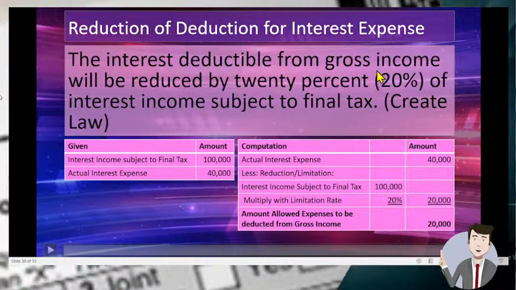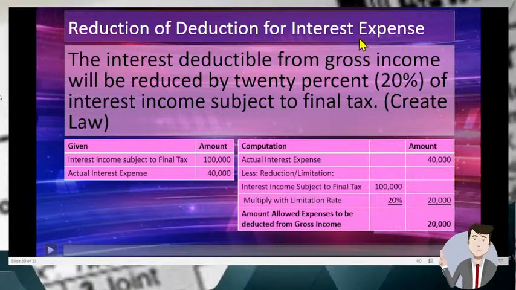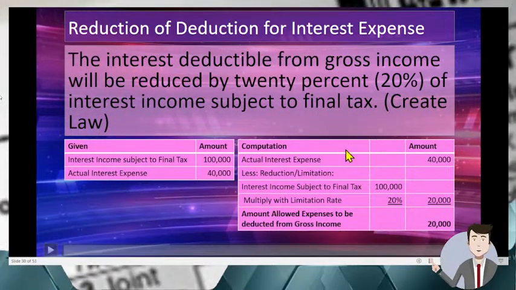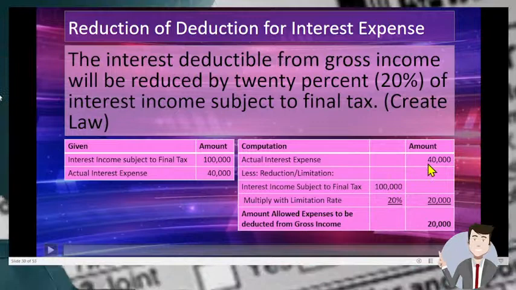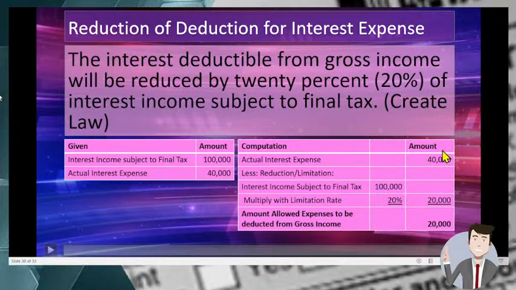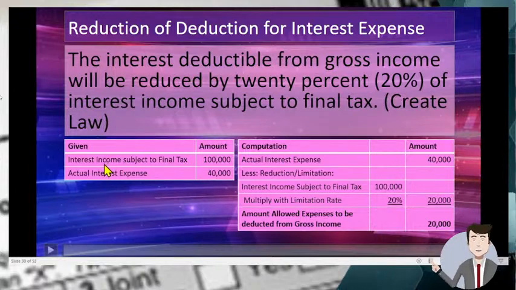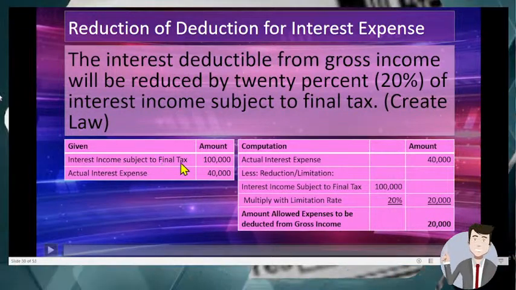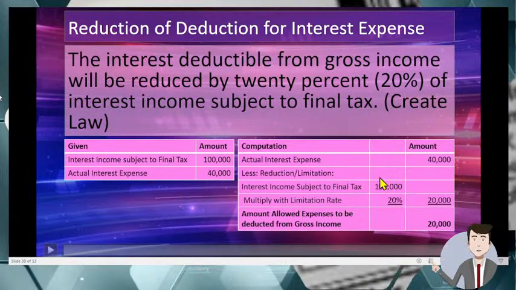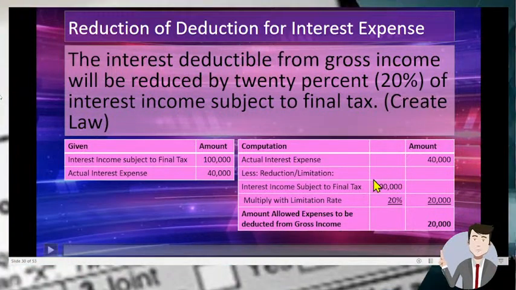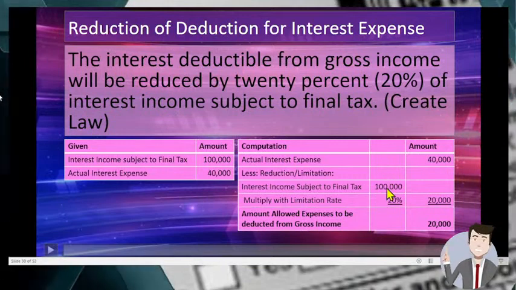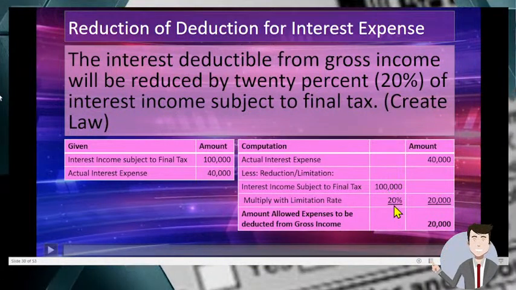Then take note, the 20% is a reduction to the deduction for interest expense. So in short, we have to reduce the amount allowed of 40,000. So that is 20% of your interest income subject to final tax. Please take note, this 100,000 is gross. Gross, guys. 100,000 is gross. So take note, that is 100,000 times 20% limitation rate.